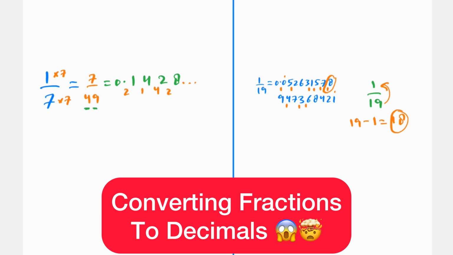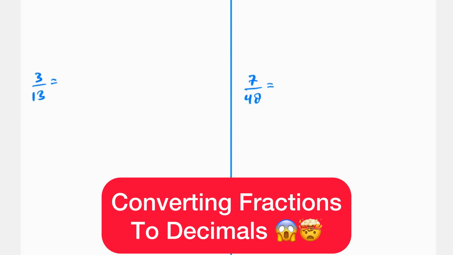So the rule is, if the difference of numerator and denominator comes up in the recurring decimal, you are halfway through, and you can get the second half by taking all the figures in the first half from 9. Here 3 over 13, let's convert it to 3 times 3 is 9 and 13 times 3 is 39.